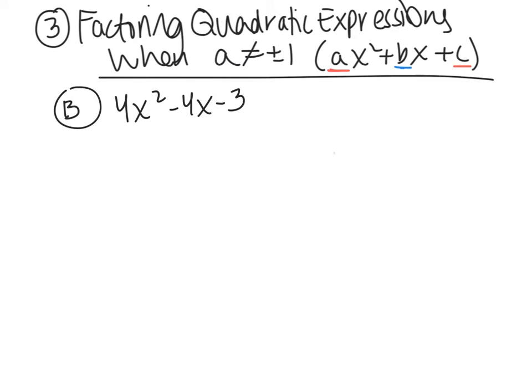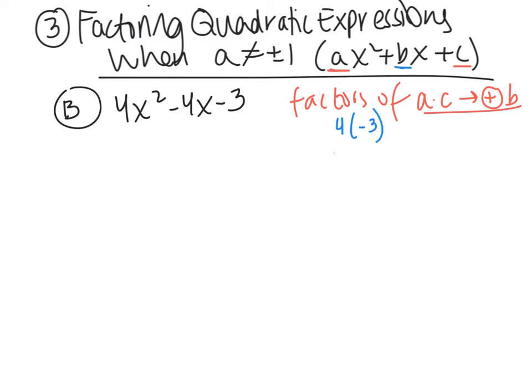This is the thing that you have to remember the most. Factors of A times C that add up to B. That's the only thing you really need to remember from here. From there, everything else flows. But if you don't get that first step, then you can't do the whole thing. So A times C is 4 times negative 3, which is negative 12. So I need factors of negative 12 that add up to negative 4.